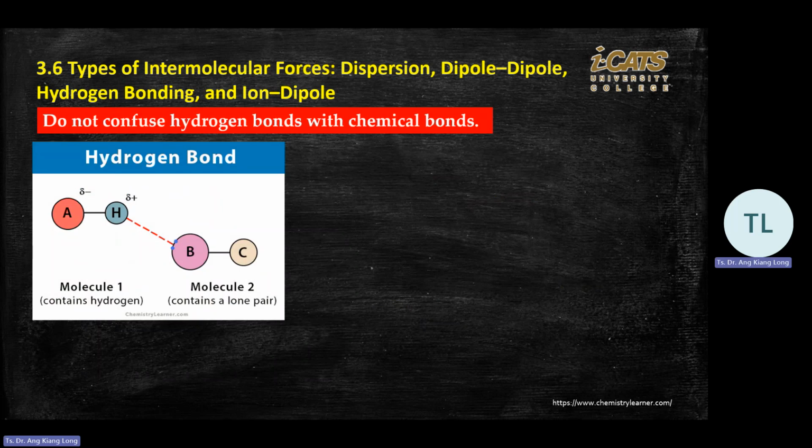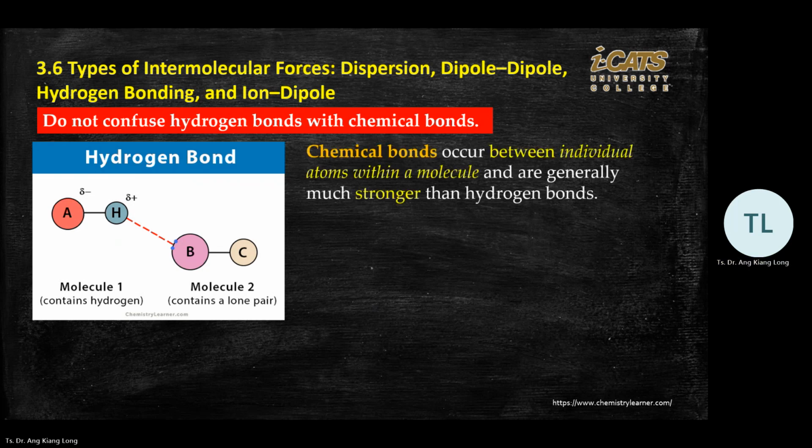Just a highlight. Don't confuse bond with chemical bond. Chemical bond is within atom and atom that form a molecule. Hydrogen bond is between molecule and molecule. Don't confuse bond and chemical bond and hydrogen bond. Right?